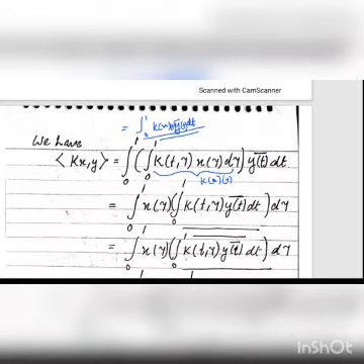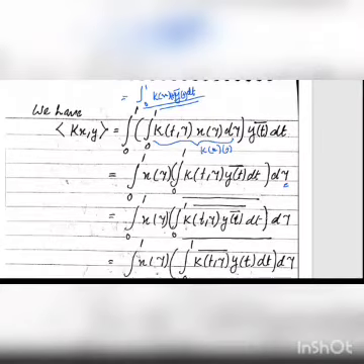Now this is equal to integral 0 to 1 x of tau. See, x of tau I am taking outside, since the integration is with respect to tau. So x of tau into whatever is remaining, integral 0 to 1 k of t tau y of t conjugate dt. Now this is equal to integral 0 to 1 x of tau into, I can write this as a double conjugate, right?